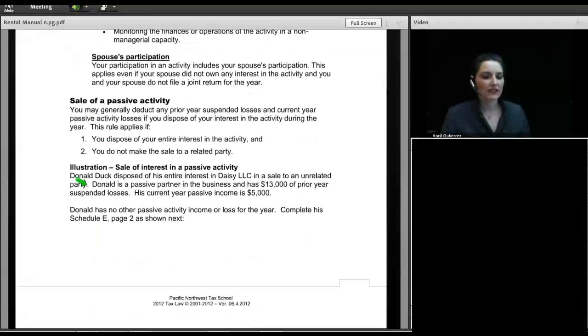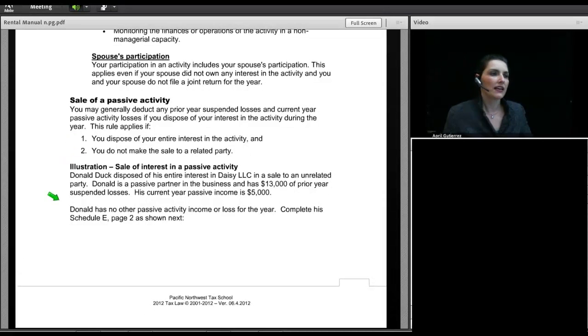Sale of a passive activity. You may generally deduct any prior year suspended losses and current year passive losses if you dispose of your interest in the activity during the year. This applies if you dispose of your entire interest in the activity and you do not make the sale to a related party. Now, an exception to this rule is sale of publicly traded partnerships. They are handled quite differently, and I covered sale of publicly traded partnerships in my sale of assets class.